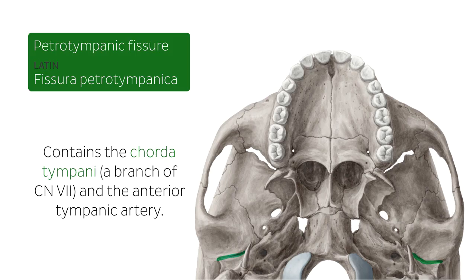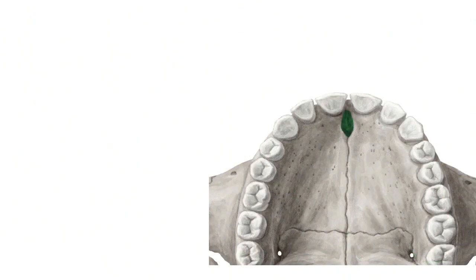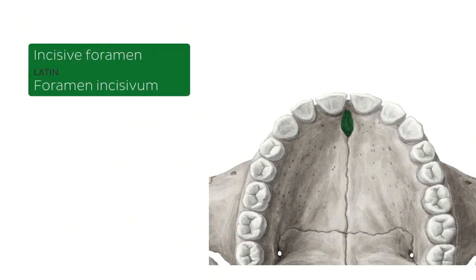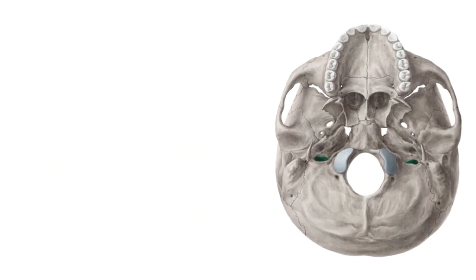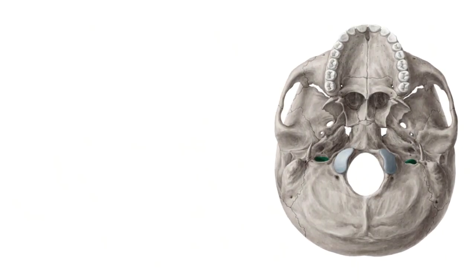We're going to move on to this one here. Now that we're looking at a zoomed in maxilla, we can find the next structure, the incisive foramen. And the incisive foramen is found on the palatine process of the maxilla, and it transmits the nasopalatine nerve and the sphenopalatine artery.